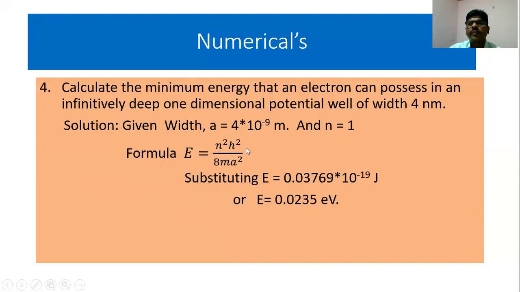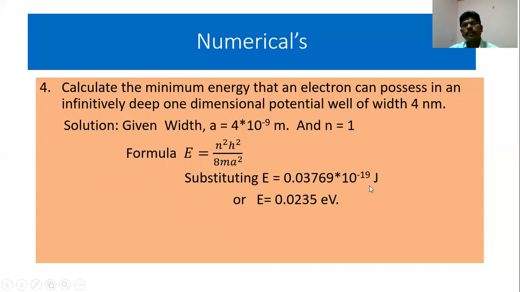We have already seen the value of Planck's constant. Then we also know the mass of the electron. Over here, a value is 4 × 10^-9 meter. On substitution, you will see the answer as E is equal to 0.03769 × 10^-19 joules.